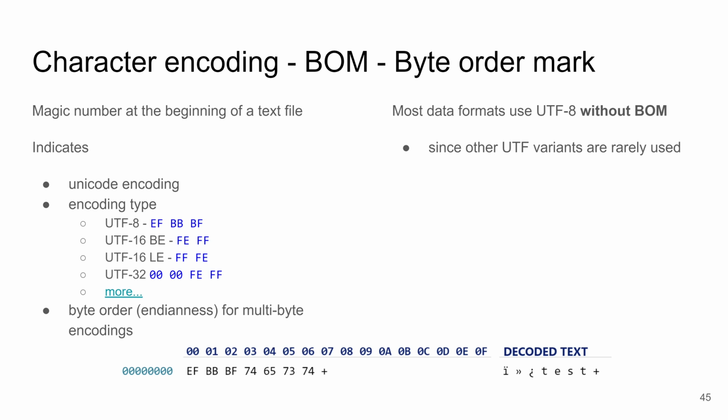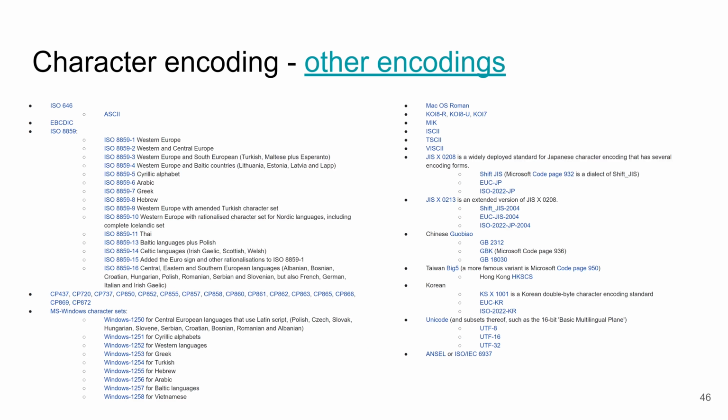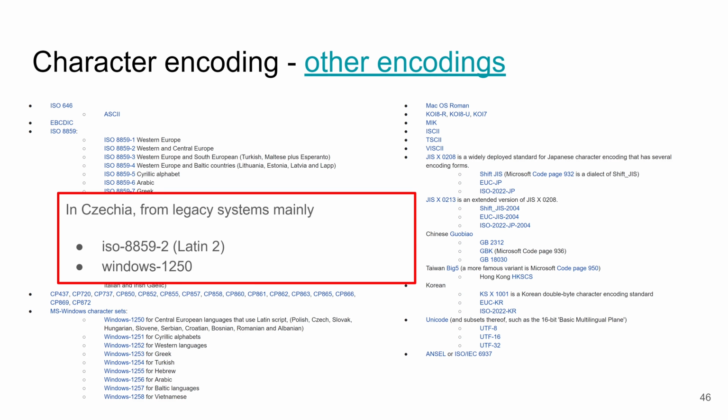I mentioned just 2 encodings, US-ASCII and UTF-8, but there are many, many more encodings you might come across, but they were superseded by UTF-8. What you might come across in the Czech Republic is ISO 8859-2 or Windows 1250, which are two legacy encodings, sometimes used in older systems. But as I said, nowadays UTF-8 is used everywhere because it satisfies all possible use cases.